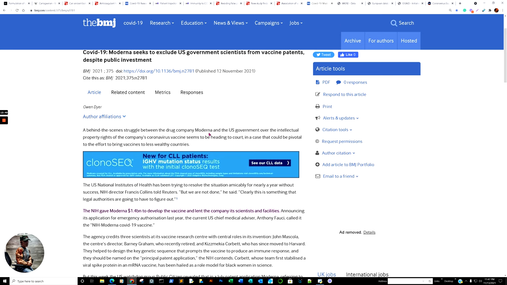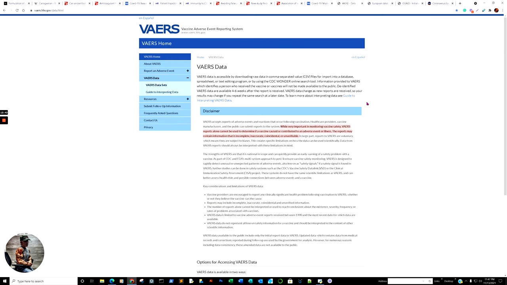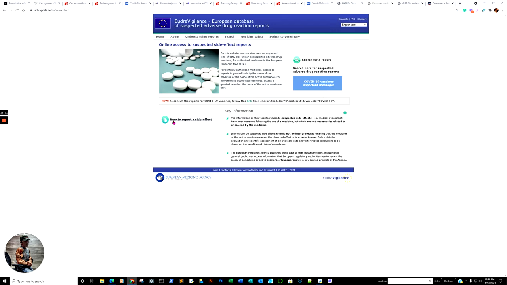All right, and then, of course, here are the disclaimers. Before it's going to the VAERS database: while very important to monitoring vaccine safety, VAERS reports cannot alone be used to determine whether a vaccine caused or contributed to an adverse event or illness. The reports may contain information that is incomplete, inaccurate, coincidental, or unverifiable. So again, reports to VAERS, not reports coming from VAERS. Important distinction, especially in reference to correlation and causation. A European database, same disclaimer as the VAERS, but we're using EudraVigilance.